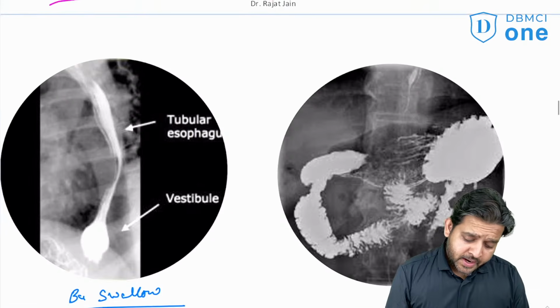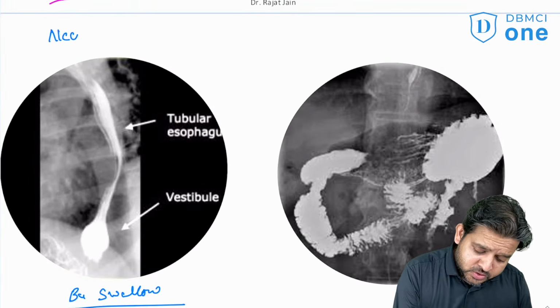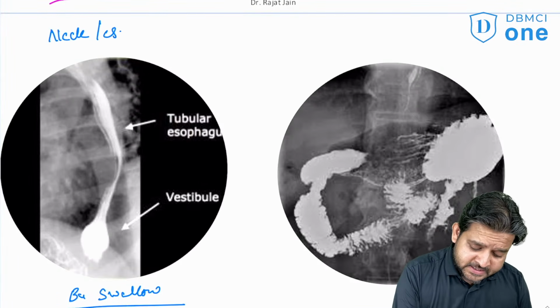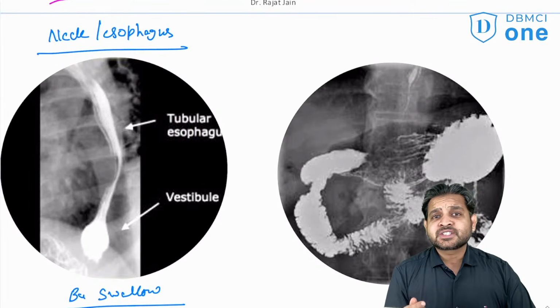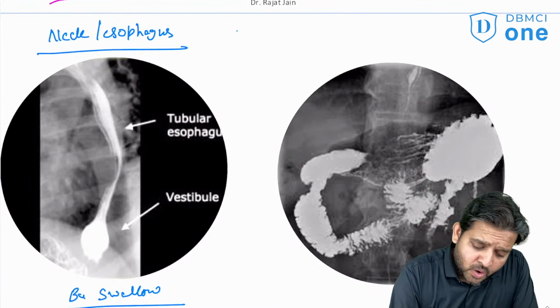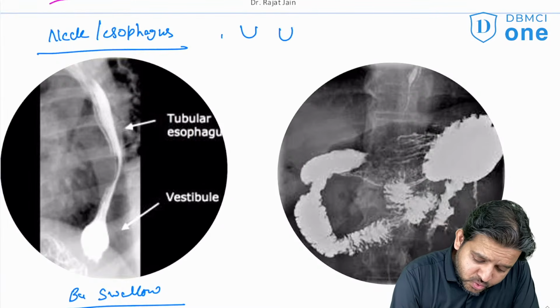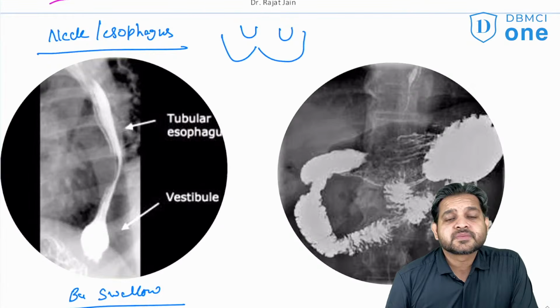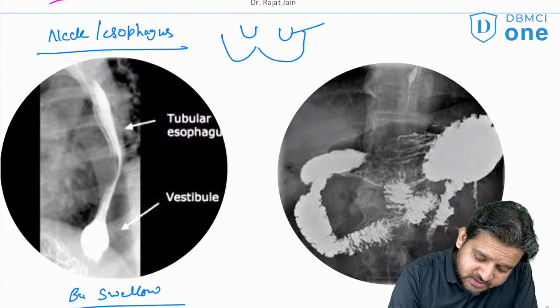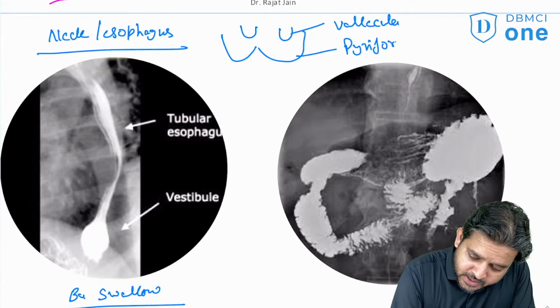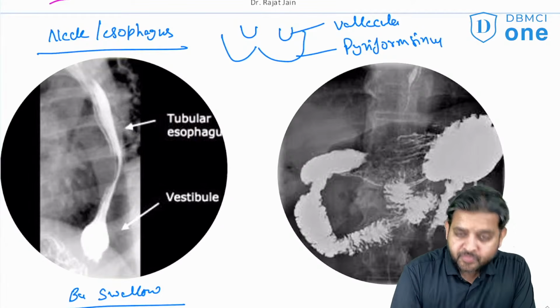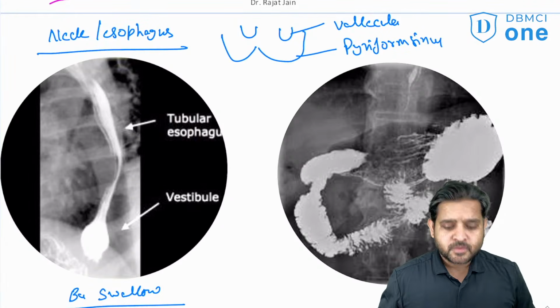This is barium swallow. It is to be noted that you can see the neck as well as the esophagus in a barium swallow. The examiner may ask you the name of the investigation, or they may ask about these two cup-like structures. When they ask about the smaller cup, this will be the vallecula. If they ask about the larger cup, then this will be the piriform sinus, right?